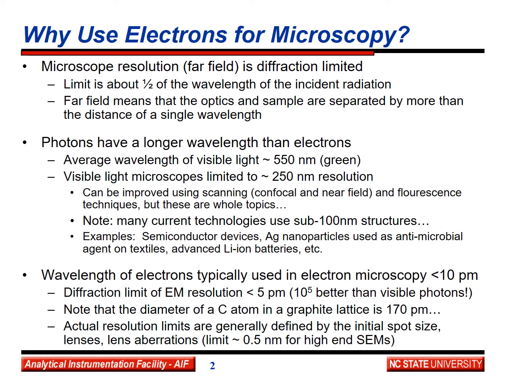And if we recall that the diameter of a carbon atom in a graphite lattice is 170 picometers, this diffraction limit certainly suggests that we should be able to easily image atoms. And with a transmission microscope, we can. In a scanning microscope, the actual resolution limits are defined by the initial spot size, the lenses, and any lens aberrations in the system, with the current limit being on the order of a 1/2 nanometer for high-end SEMs. And I personally suspect that this is a fundamental limit that is defined by the physics of the electron-sample interaction.